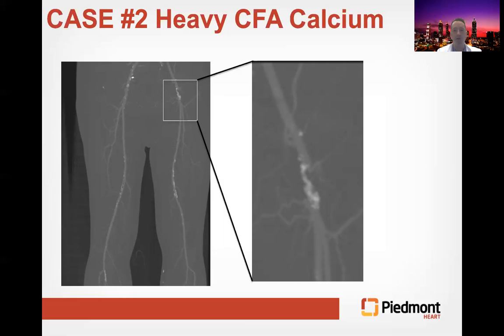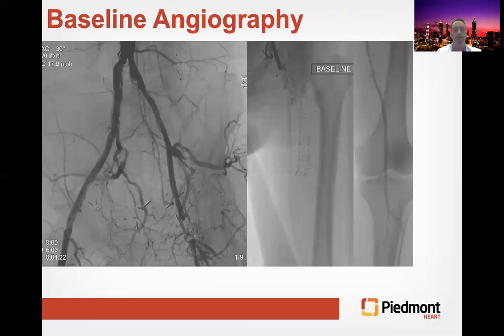Again, I broached the subject about doing surgery. He did not want to pursue the surgery, did not want to see anyone from surgery for various reasons. So we took him to the cardiac catheterization lab. This was his baseline angiogram showing complete occlusion of his common femoral with collateral filling of his SFA and profunda. This was worst case scenario here with heavy calcification.